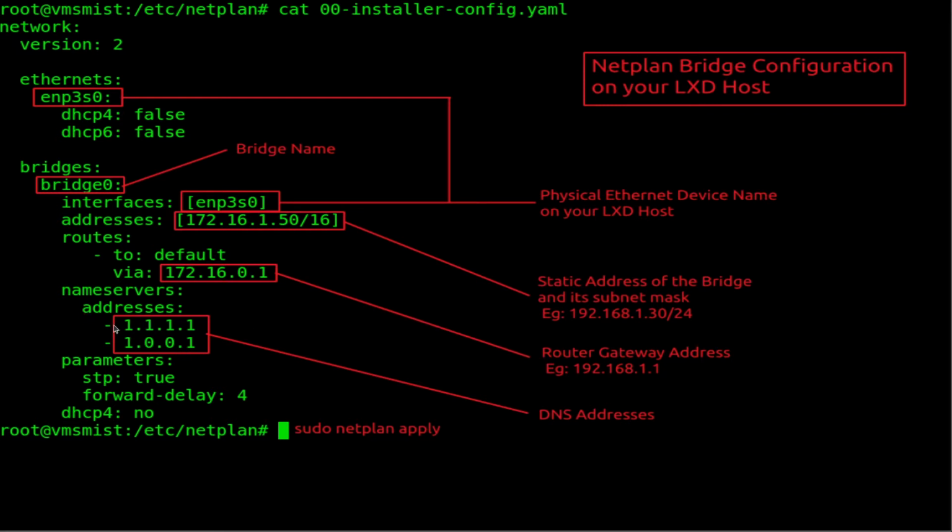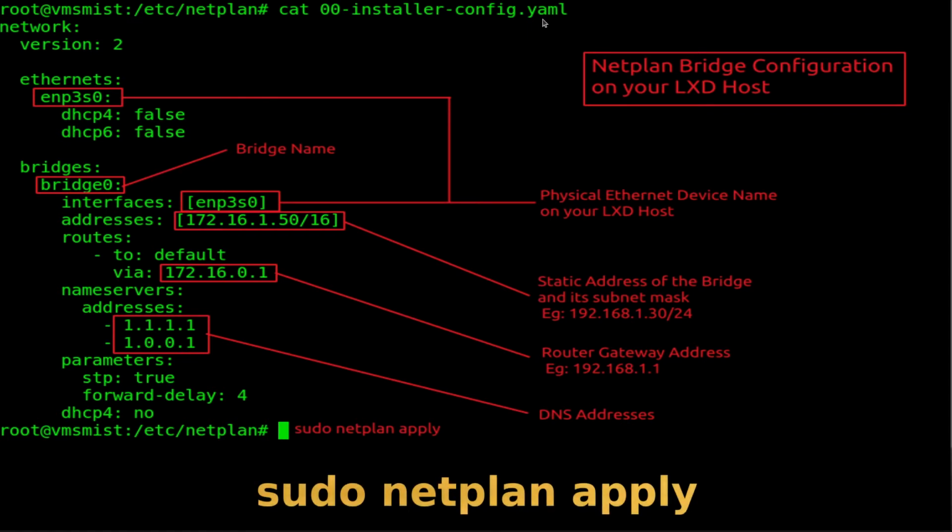And finally, we have our addresses for our name servers. Here I'm using the primary and secondary addresses for Cloudflare, and you can use any DNS addresses that you'd like. After I save this into the YAML file, I just simply do a sudo netplan apply, and it will process these settings.